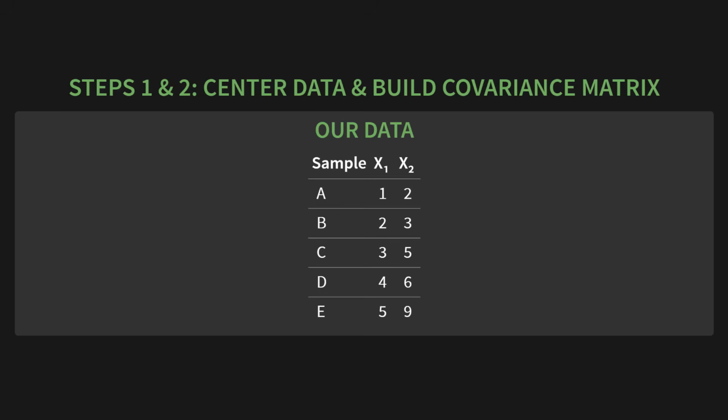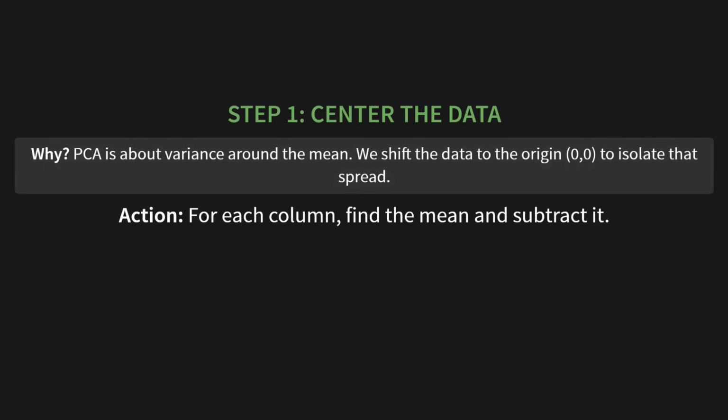Let's begin. Steps 1 and 2, center the data and build the covariance matrix. Here's our data, simple and clear. 5 samples, 2 features, x1 and x2. So, step 1, center the data. Why do we do this? Well, PCA is all about variance around the mean. So we shift the data to the origin, to 0, 0, to isolate that spread.